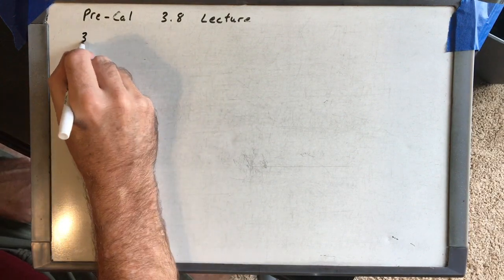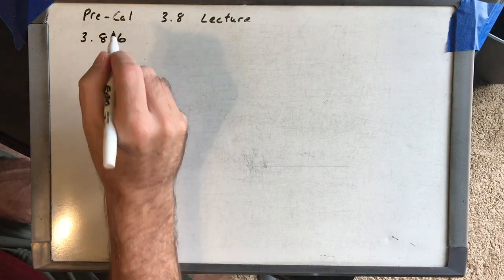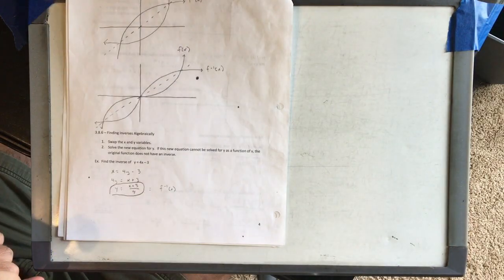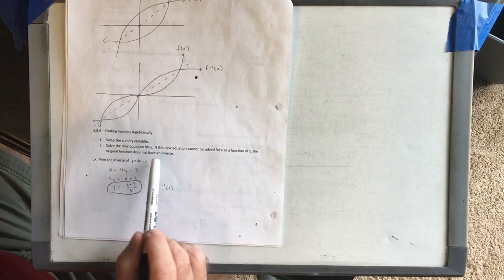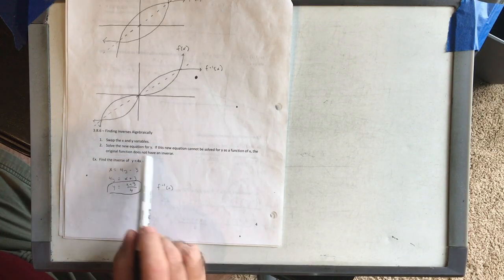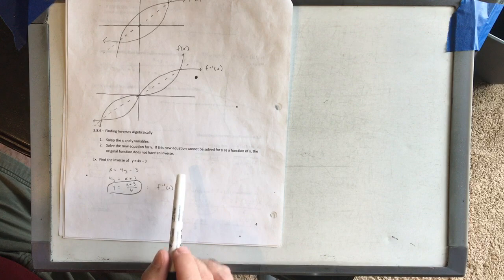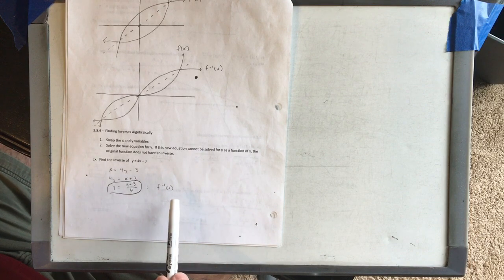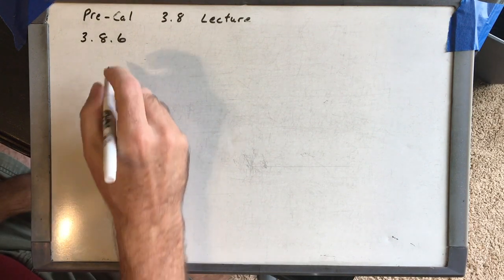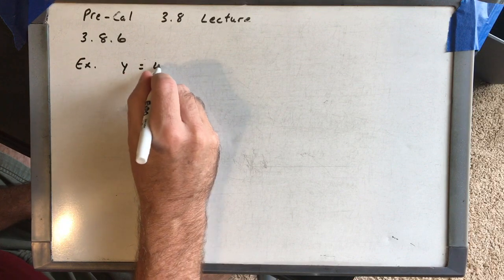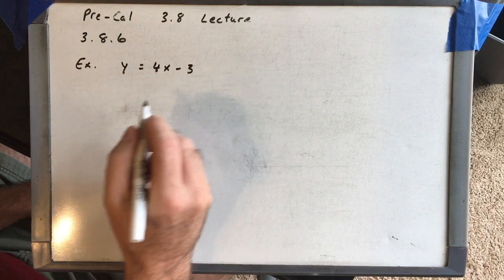Okay, 3.8.6 is finding inverses algebraically. So our procedure: swap the x and y variables, solve the new equation for y. If it's a one-to-one function, so it doesn't have more than one solution, doesn't have a plus or minus, then you found the inverse. All right, so our first example is find the inverse of y is equal to 4x minus 3.